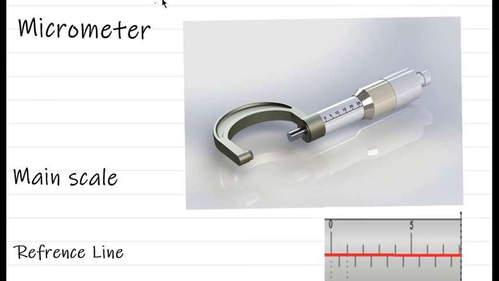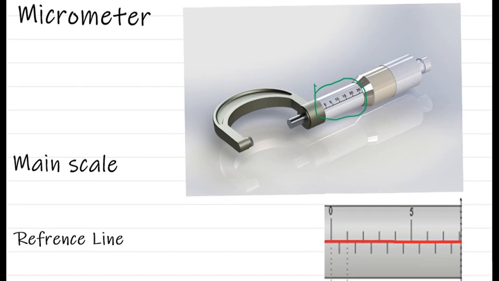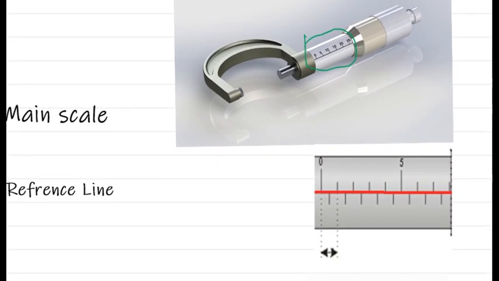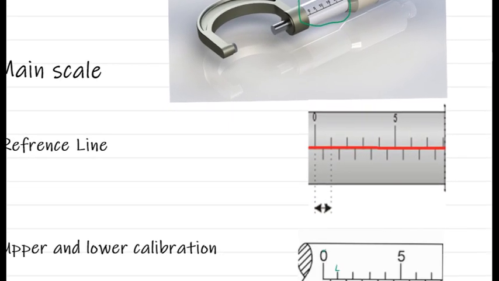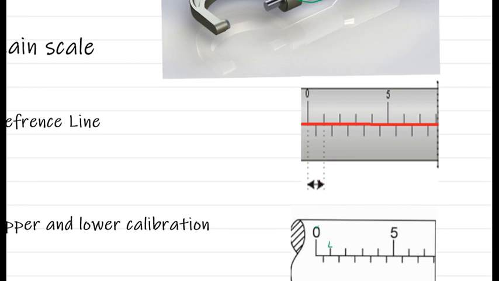So the first part is the main scale. Here you can see starting from 0 till 25. For understanding the main scale, it's very important, and students get confused. So listen carefully to what I'm going to explain. I will make it very easy for you guys. Okay, look over here. Now I just got the diagram. This is the main scale.